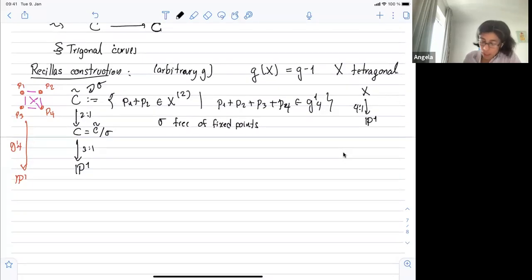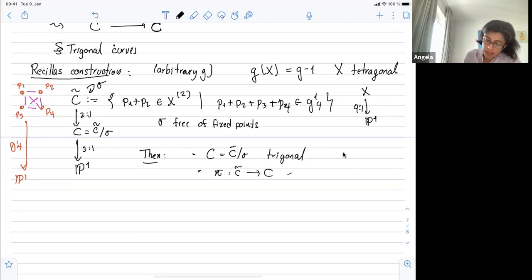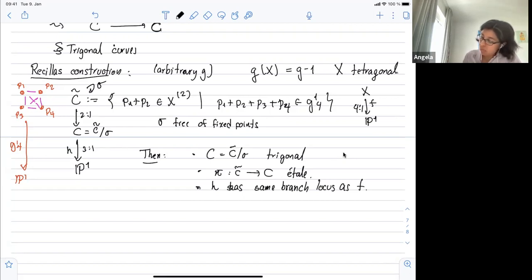And also the branch locus of the tetragonal curve, the branch locus of the trigonal is the same. These branches are in the same points on P1. So when you do the computations, first, as I said, this is trigonal. This is étale. And H, I call it H, has the same branch locus as F, which is equal to 2G plus 4, I think. In any case, when you make the computations, the genus of C is one more than the genus of X.